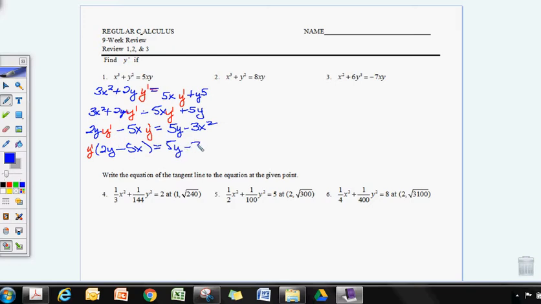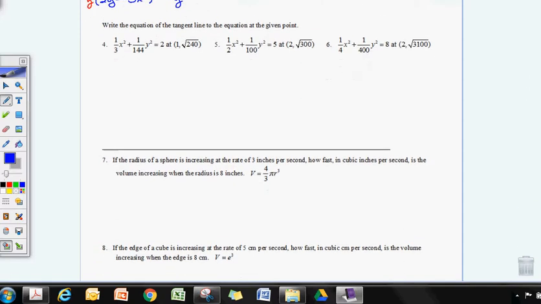Get the y prime by itself, and by factoring it out, 2y minus 5x equals the 5y minus 3x squared, and finally the y prime is going to equal my 5y minus 3x squared, all divided by 2y minus 5x. Okay, implicit. You guys should remember how to do that. We've been working on that lately.